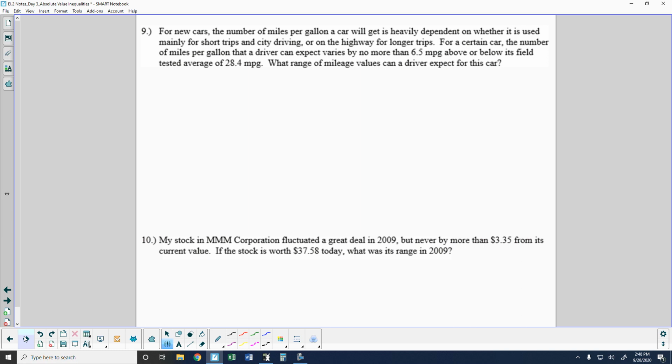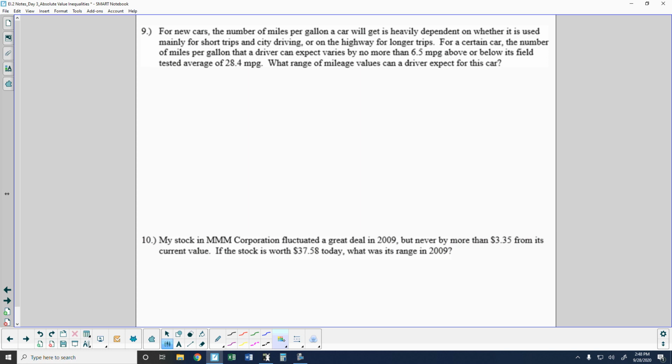Now let's take a look at a couple word problems here. These word problems are only included in the honors notes. So my school level guys, you have completed the EI.2 notes, and we will have time to work on homework and ask questions in class. My honors guys, we're going to go ahead and complete problems 9 and 10.